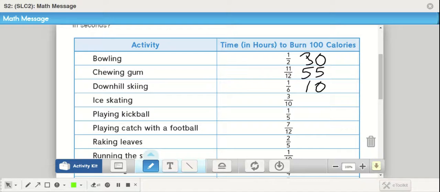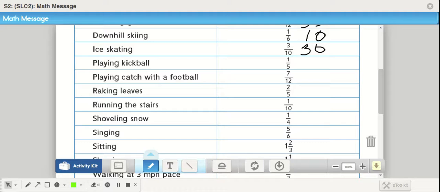So far, downhill skiing is my fastest option. 3/10, I would take 3 times 10, so I'd get 30 minutes again. 1/5, so now we have a 5 in the denominator. So playing kickball, how many times does 5 go into 60? 12. So for every fifth, it takes 12 minutes. So if I have 1/5, this would take me 12 minutes. So kickball's pretty good for me too, but downhill skiing is still winning.